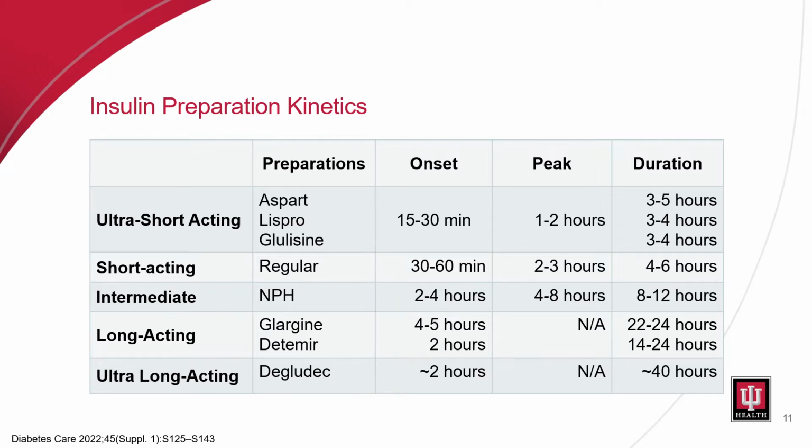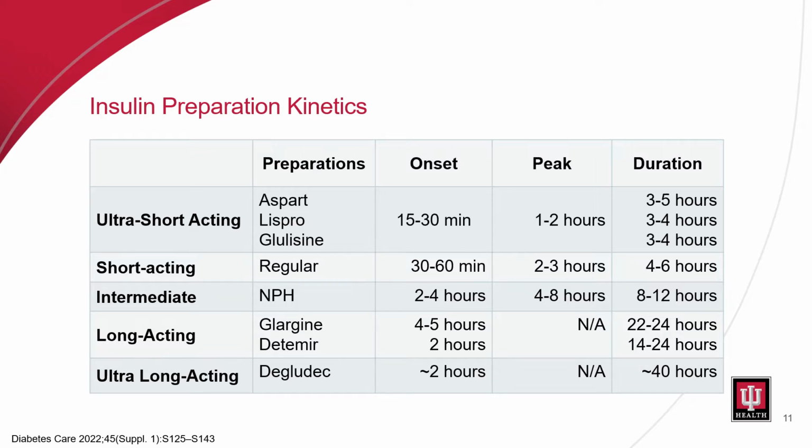Long-acting insulins are glargine and detemir. Their kinetics are slightly different, so glargine will have an onset at 4 to 5 hours and a duration of 22 to 24 hours, while detemir will have an onset within 2 hours and a duration that's quite variable at 14 to 24 hours. It is known that lower doses of detemir do have a shorter duration, so that's something to keep in mind for these patients.